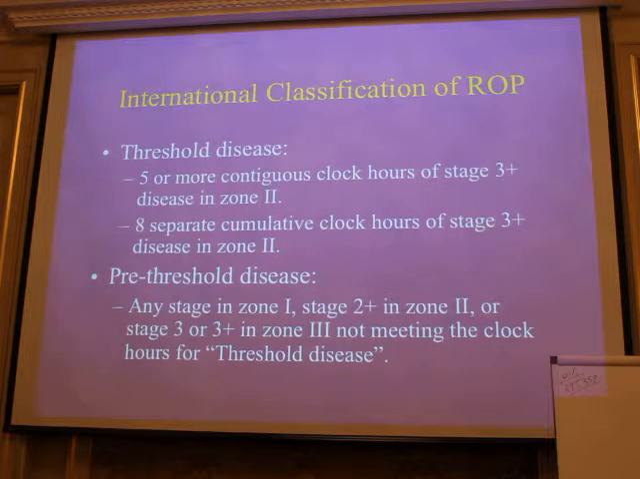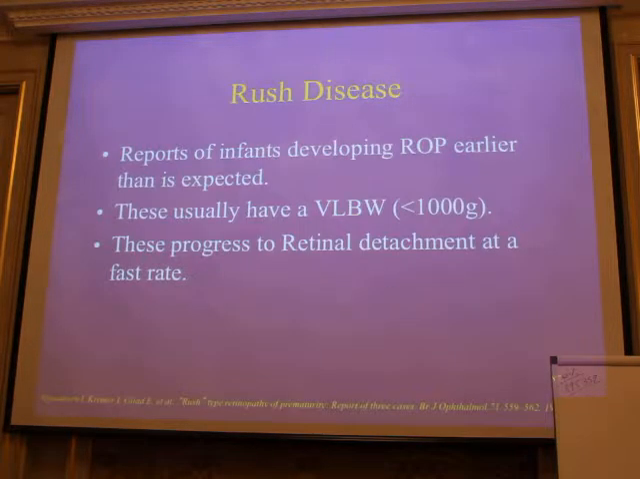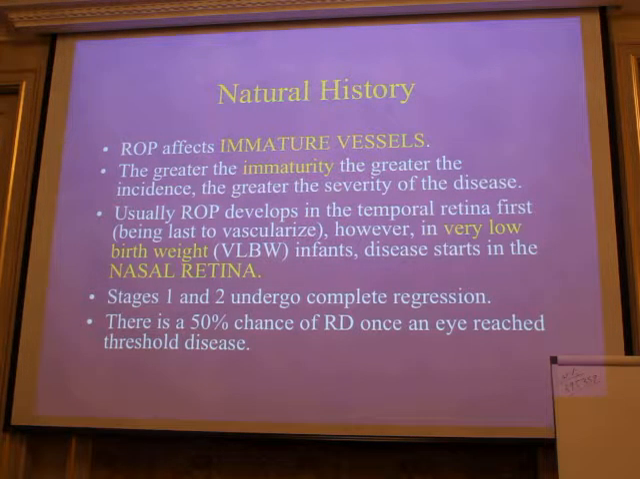Pre-threshold is defined as any stage in zone 1, stage 2 plus in zone 2, or stage 3 or 3 plus in zone 3, not meeting the clock hours of threshold disease. What is rush disease? Rush disease is basically reports of infants developing ROP at a very rapid, earlier than expected pace. Usually it's in very low birth weight infants, and these progress to retinal detachment at very fast rates. It's very important to recognize and treat these patients and be very aggressive with them.